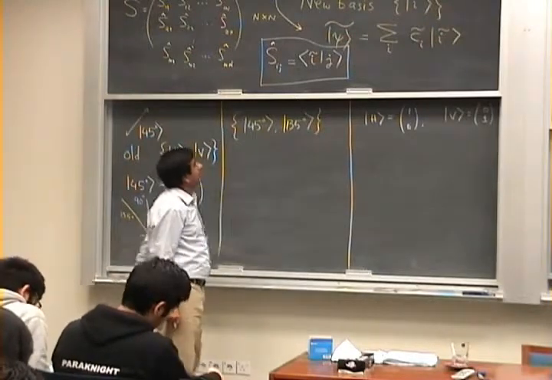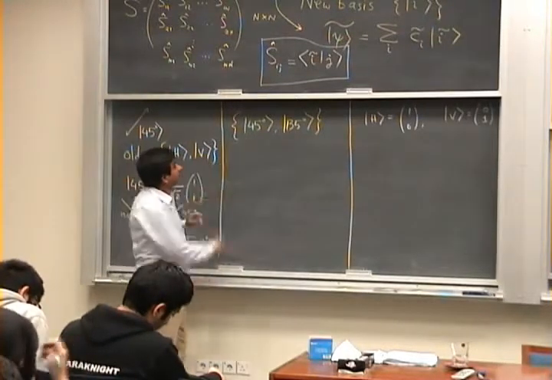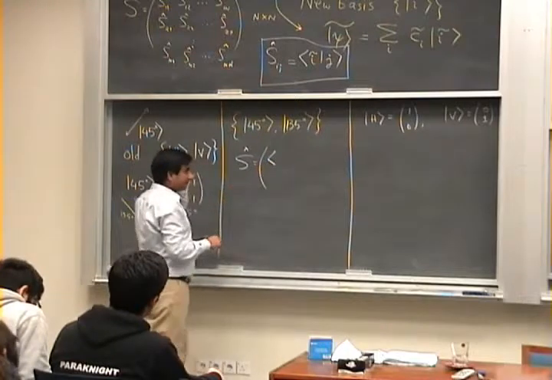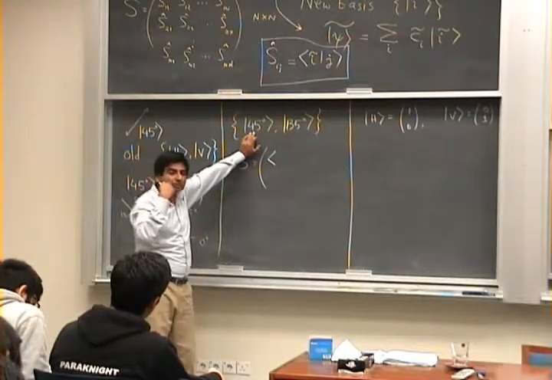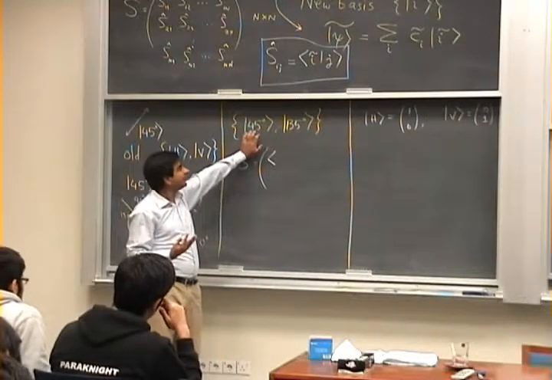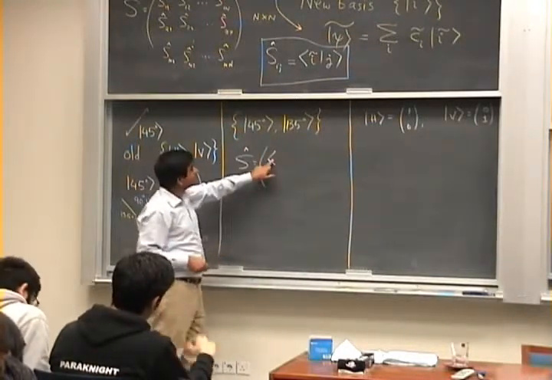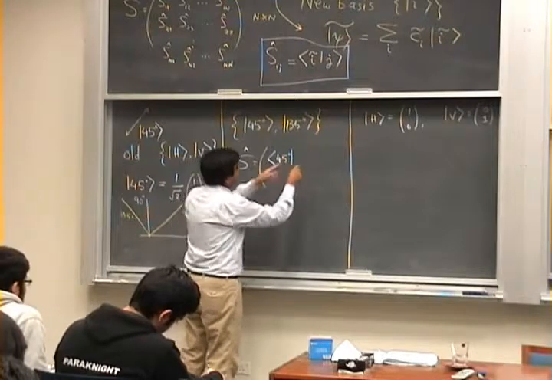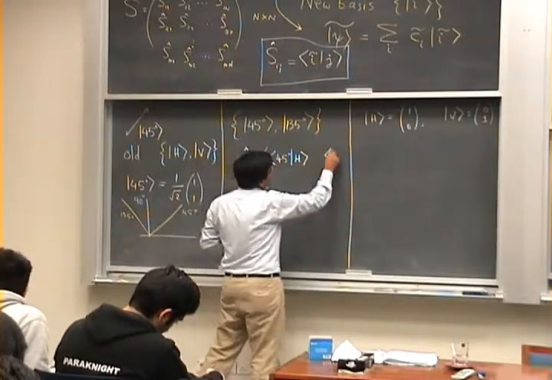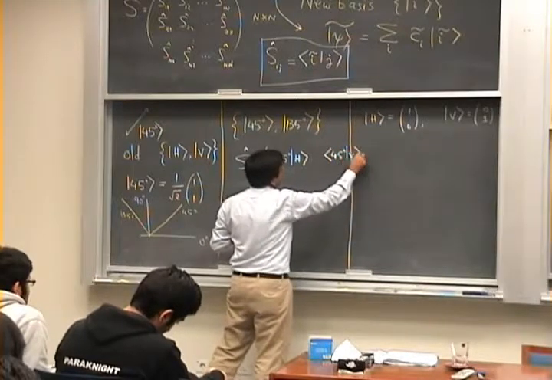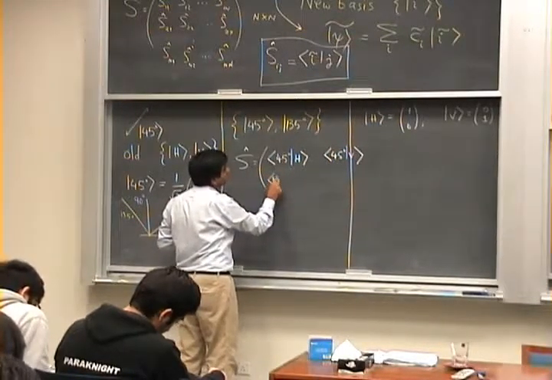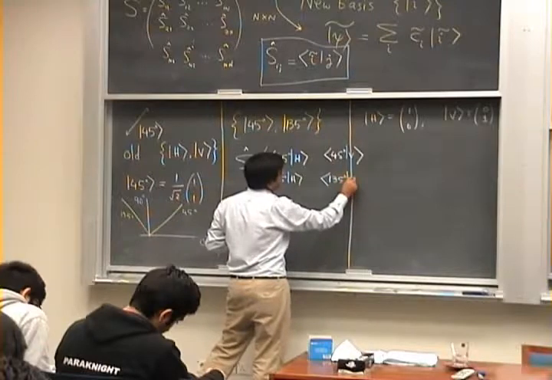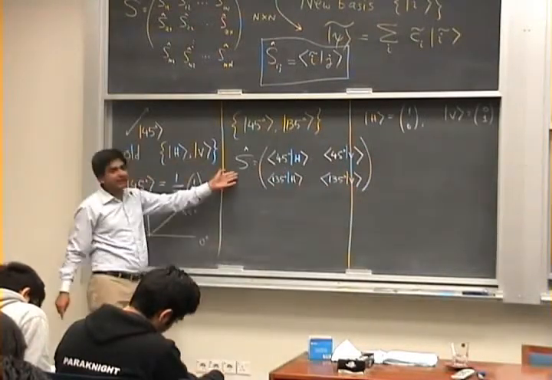And in the new basis, the S matrix will simply be given by... so let's choose this to be at order number 1 in the new basis. Let's choose this to be order number 1. So the first matrix element would be the overlap between 45 degrees and H. This element would be 45 degrees V. This element would be 135 degrees H. And this element would be 135 degrees V. This will give us the entire similarity matrix.